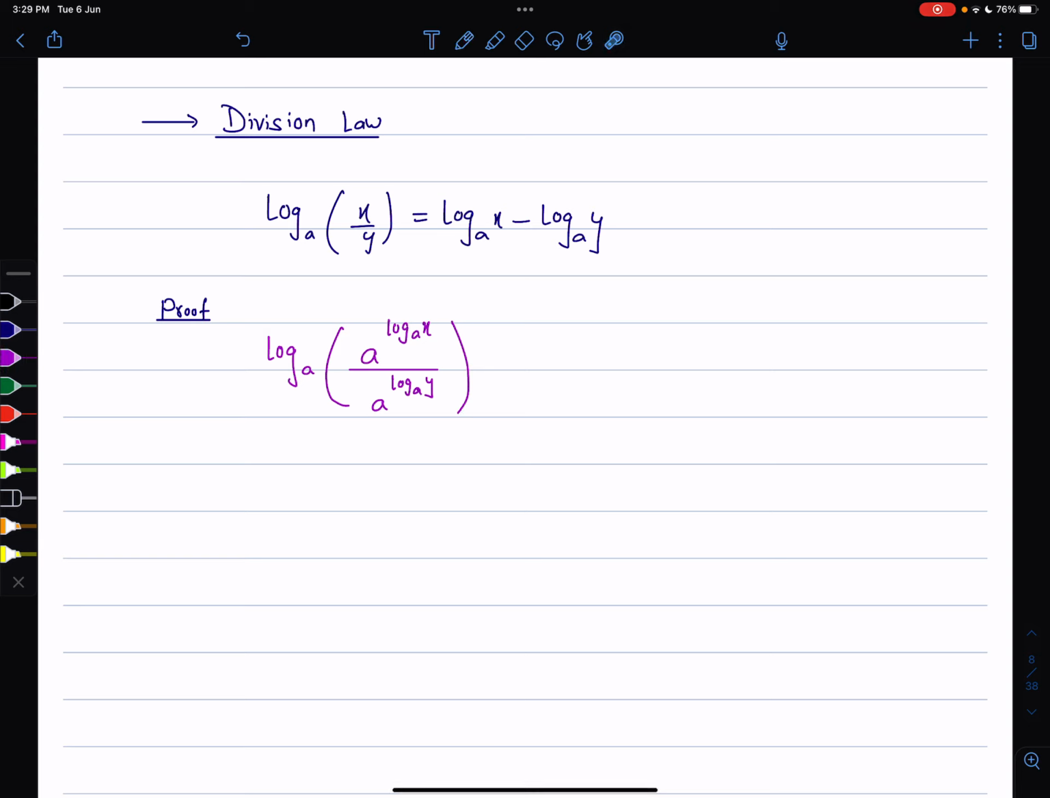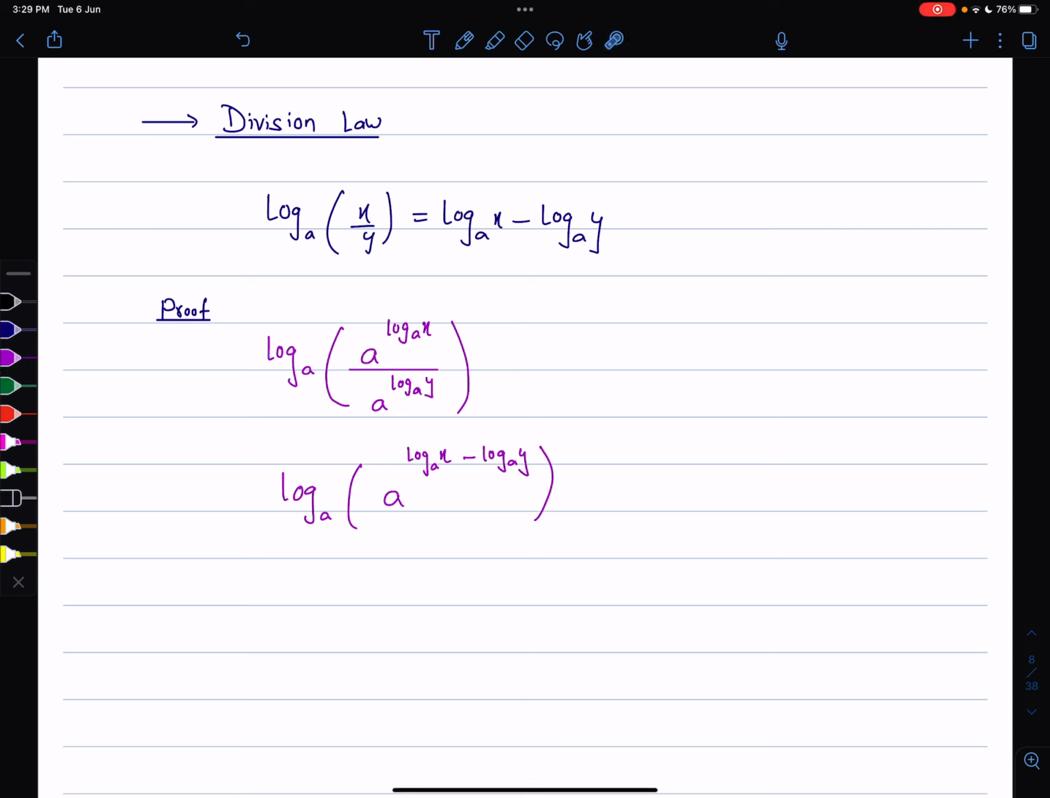Okay, so a to the power of log to the base a of x is x, and a to the power of log to the base a of y is y. Now the bases are the same and are being divided, so the powers are going to be subtracted. If we simplify this using the rules of indices, we get a to the power of log a x minus log a y.